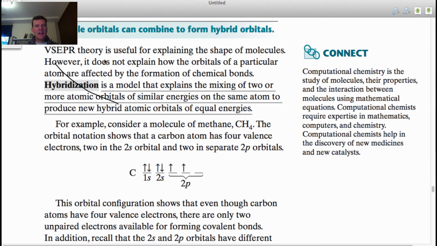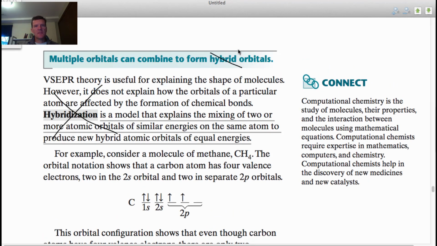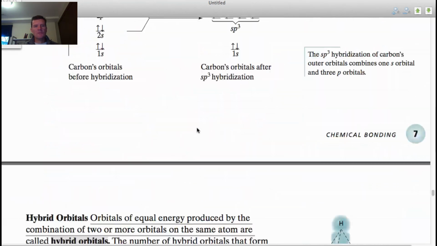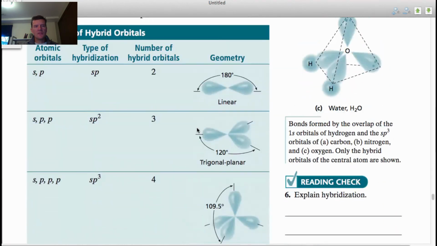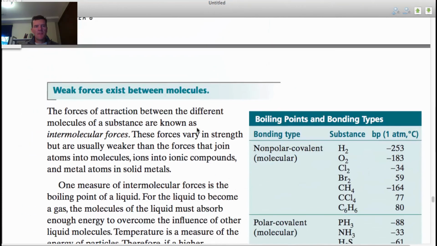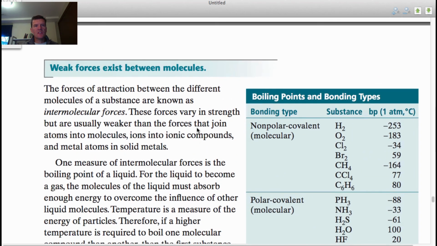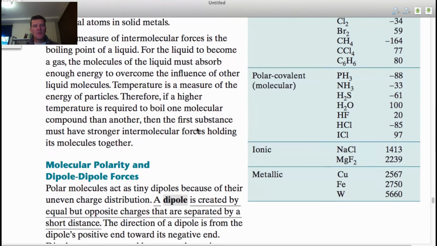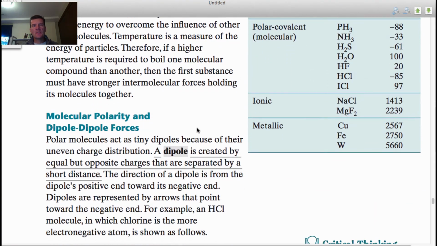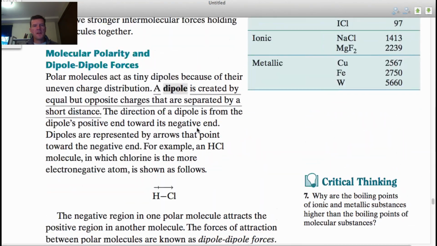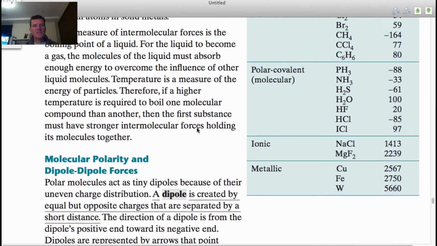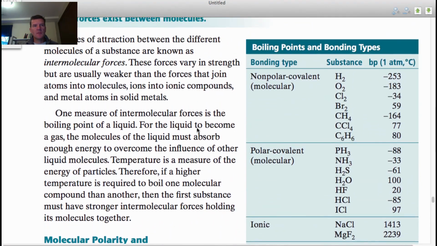All right, I'm not going to ask you about hybridization, so you can skip anything that talks about hybrid orbitals. Don't worry about that whatsoever. Okay? Now, one last thing before we wrap this chapter up. One last thing is I do want to talk a little bit about what are called intermolecular forces. Okay? Intermolecular forces, and then we'll wrap this up here.